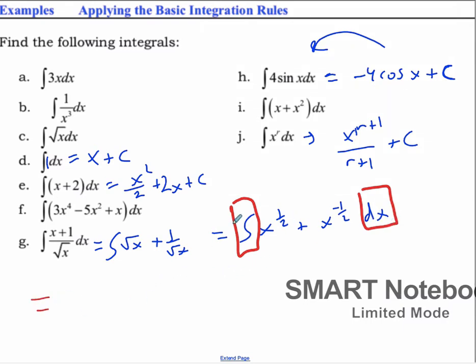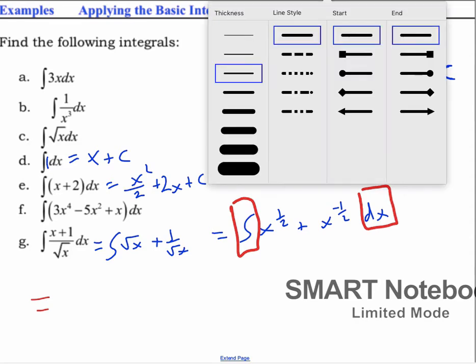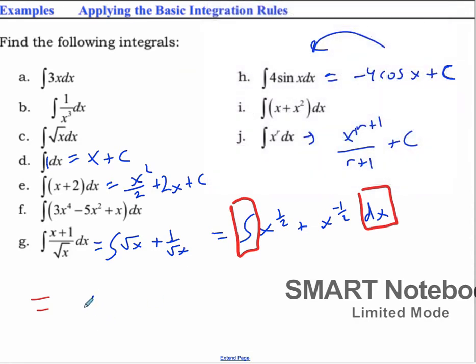So I'll increase the exponent by 1. Increase that by 1, you get 3 over 2. Divide by 3 over 2 is the same as times 2 over 3. Then I'll increase this exponent by 1. x to the power of half divided by half gives you times 2, and then don't forget the plus c.